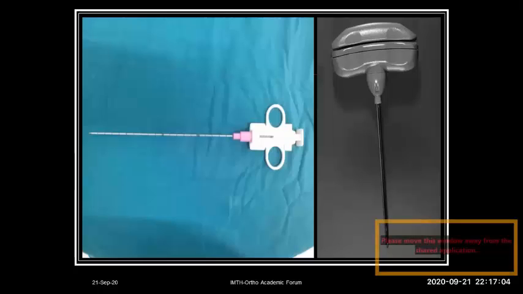On the right of the presentation, you will find the Jamshidi needle, and on the left, this is the Trucut needle. We take a biopsy using the Trucut needle for soft tissue tumors, and on the right side, the Jamshidi is for taking a biopsy from bone.